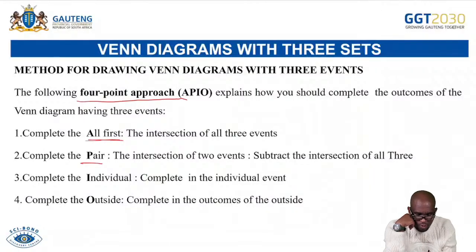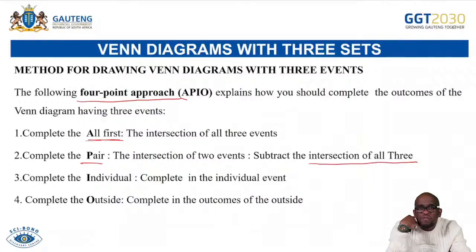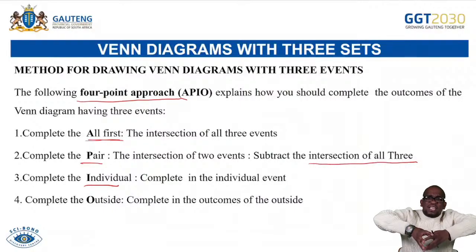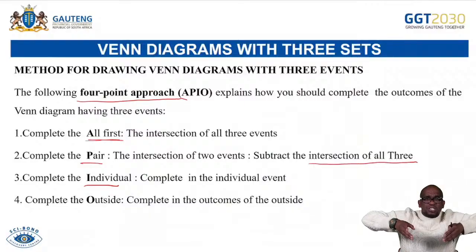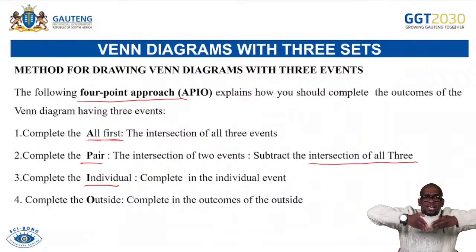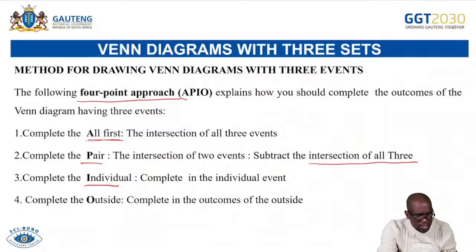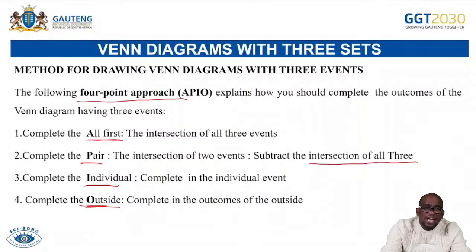And then that's where we need to subtract the one for 3 because it has already been counted, unless they said only. And then we complete the individual. So we are working from the inside, going outside. That is what the APO approach is saying. Work from the inside and then gradually go to the outside. So we complete the individual and then lastly, we complete the outside.